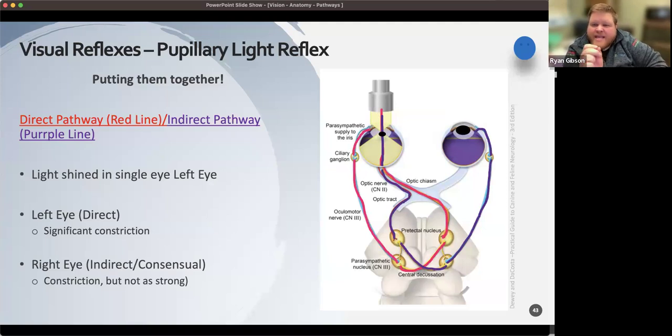The direct, because it had more axons from the time that it left the retina and traveled through the optic chiasm, it had the majority, it had the stronger signal, so it has a stronger constriction. Parasympathetic only got 25% of the signal, and so its pathway was not as strong, and so we did not get as strong of a constriction in that indirect eye.